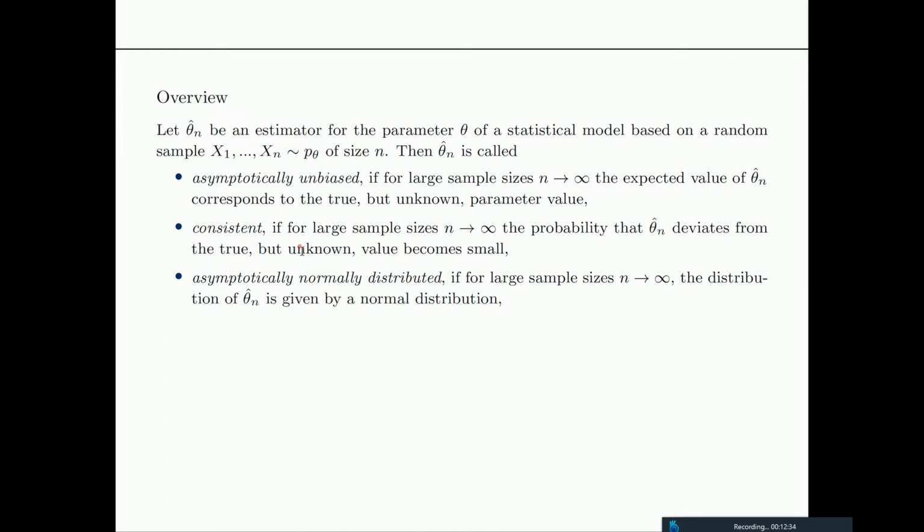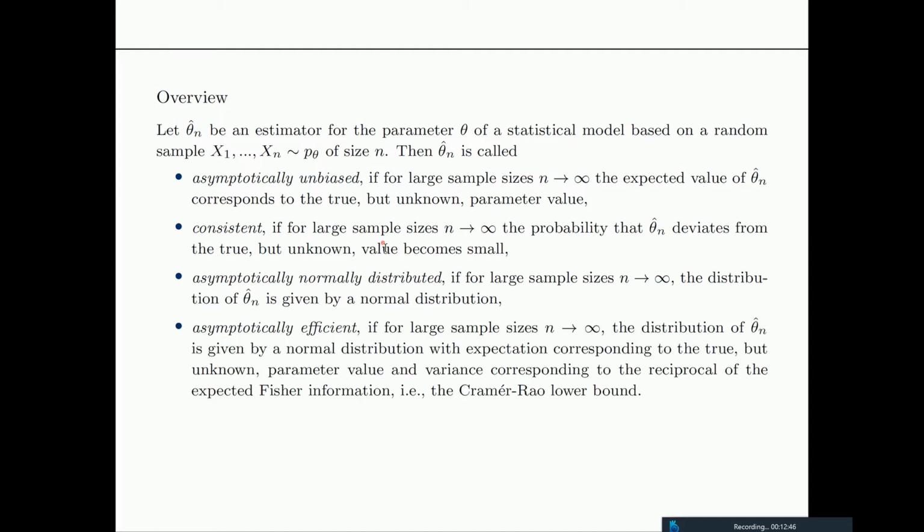An estimator theta hat n is called asymptotically normally distributed if, for large sample sizes, the distribution of theta hat n is given by a normal distribution. It's called asymptotically efficient if, for large sample sizes, the distribution of theta hat n is given by a normal distribution, now with expectation corresponding to the true but unknown parameter value and variance corresponding to the reciprocal of the expected Fisher information, which is, as we established last time, the Cramér-Rao lower bound.